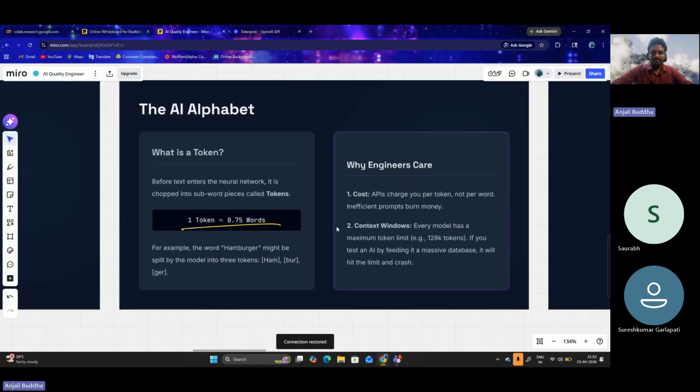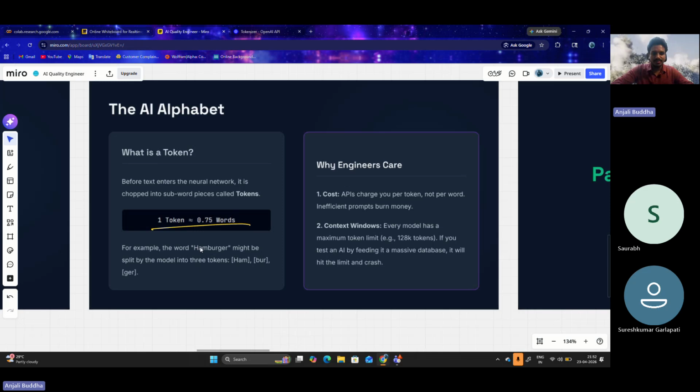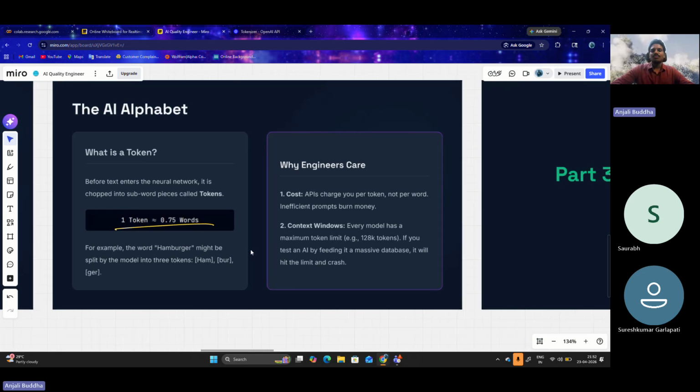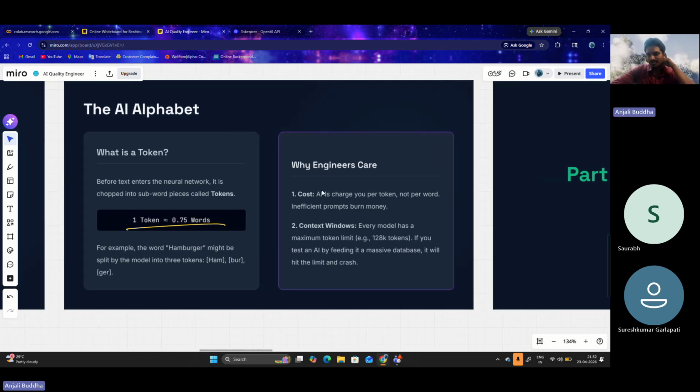Here is an example. Hamburger is a single word, right? It may be divided into three parts, that is ham, burr, and ger. This can happen. There is no restriction with this. So why do we need to care about this? Whenever we are creating any API interaction with a large language model, it actually considers tokens. So we need to understand what tokens actually mean.